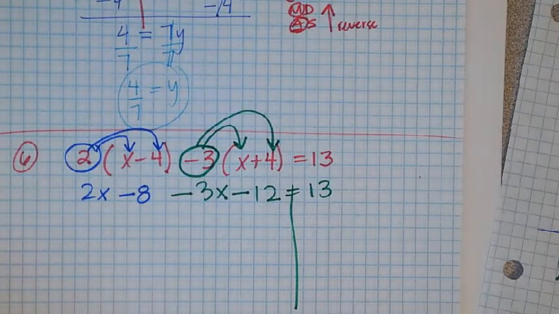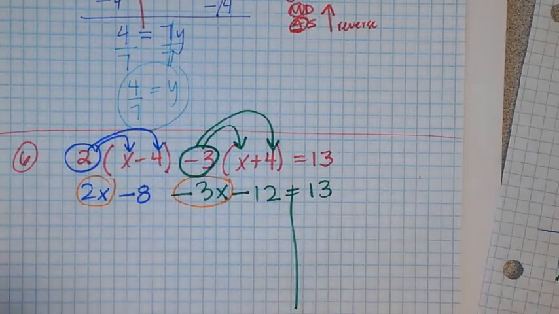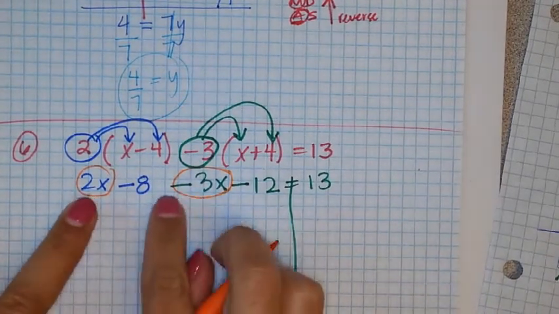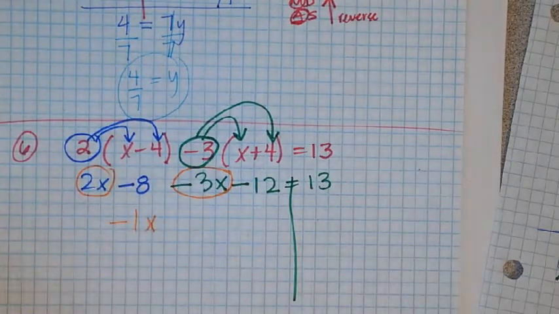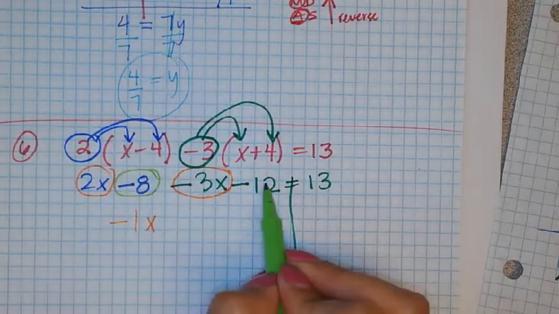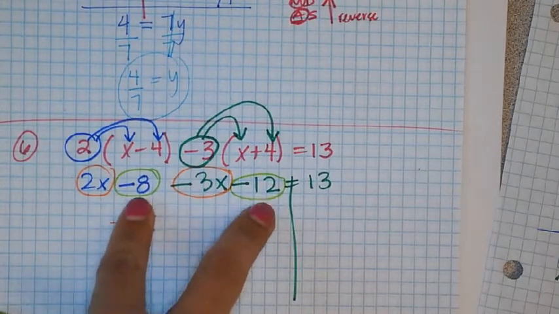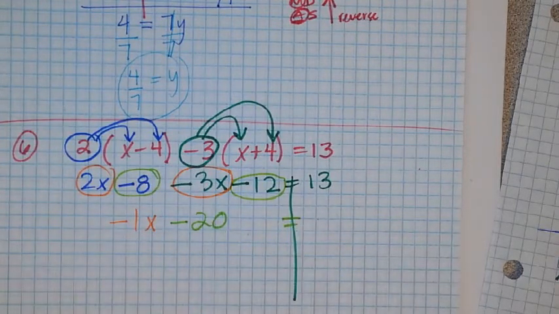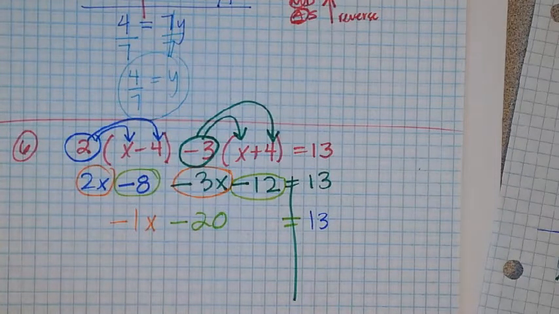Okay, so I'll combine the x's. Be careful, one is positive, one is negative. So positive 2x minus 3x would be negative 1x. And then I will combine these two. Negative 8 and negative 12, they're both negative, so you add and keep the sign, so that would be negative 20. And on this side I still have 13. Now it's a two-step equation.